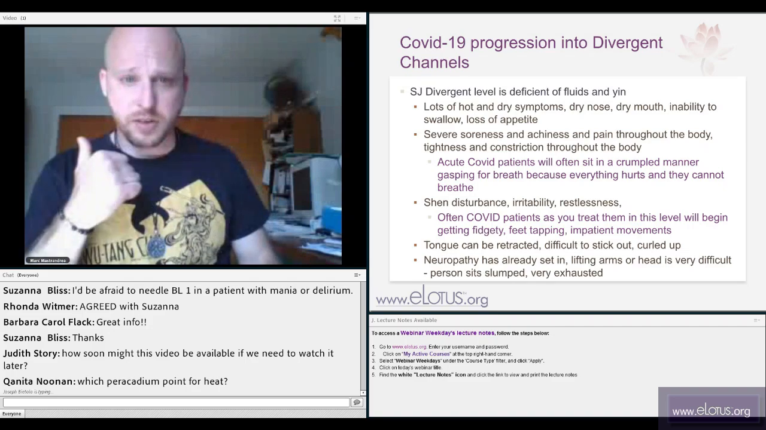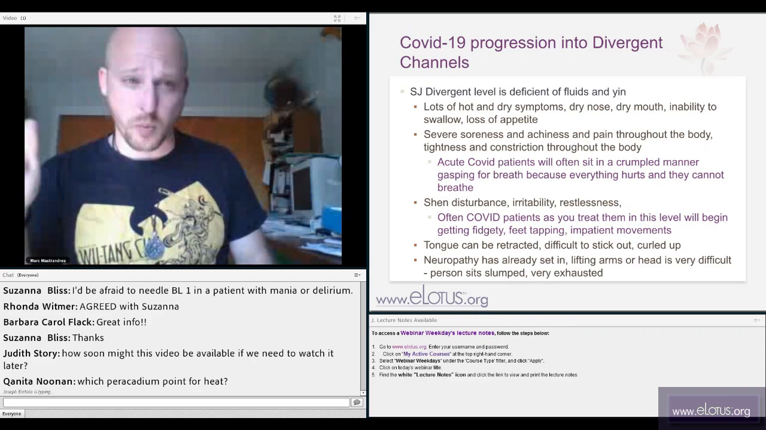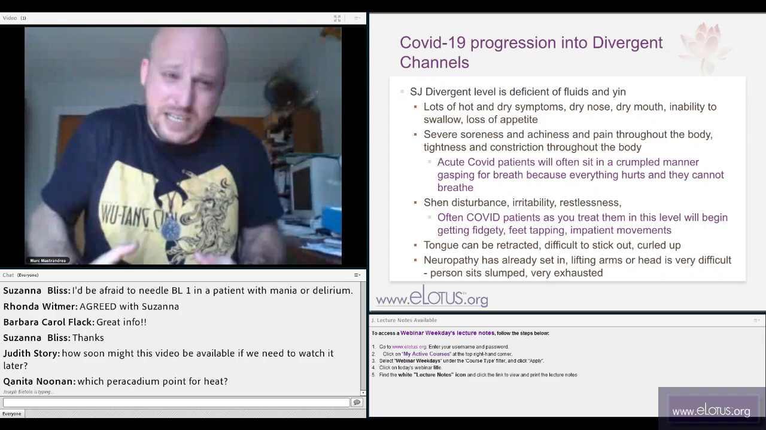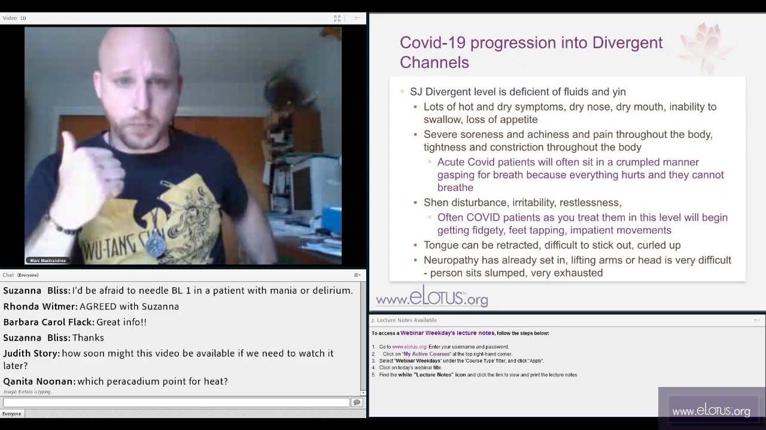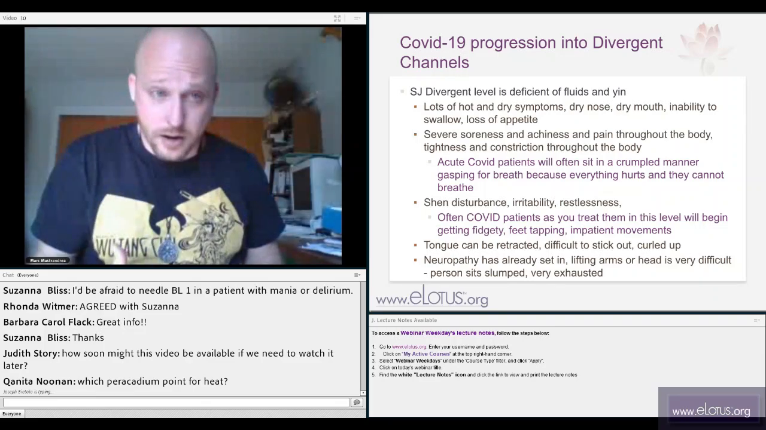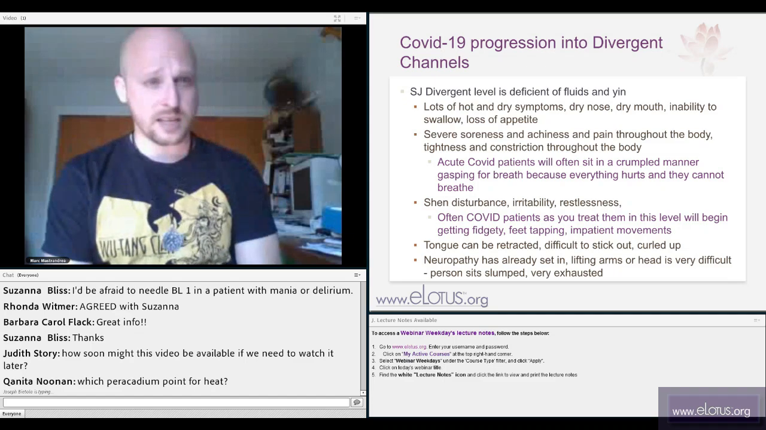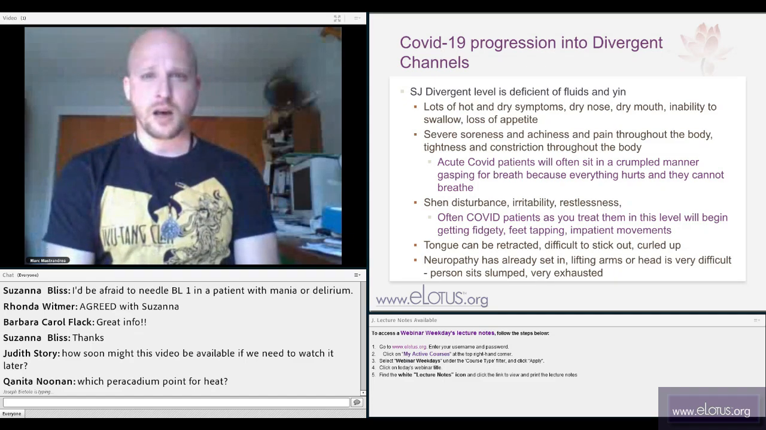the body, right? You have a severe soreness and achiness throughout the whole body. Tightness and constriction throughout the whole body because there's heat trying to get out and the body's trying to hold it in and keep it from spreading, right? So acute patients will often sit in a crumpled manner gasping for breath. And I can't tell you how many times I've seen dozens and dozens and dozens of COVID patients.